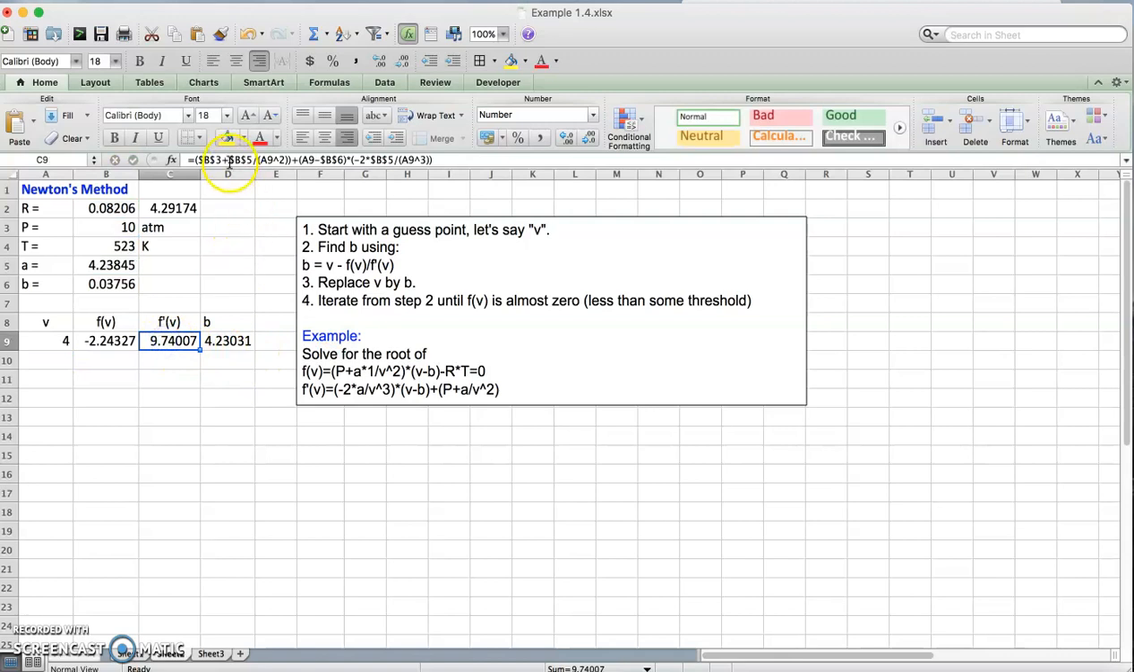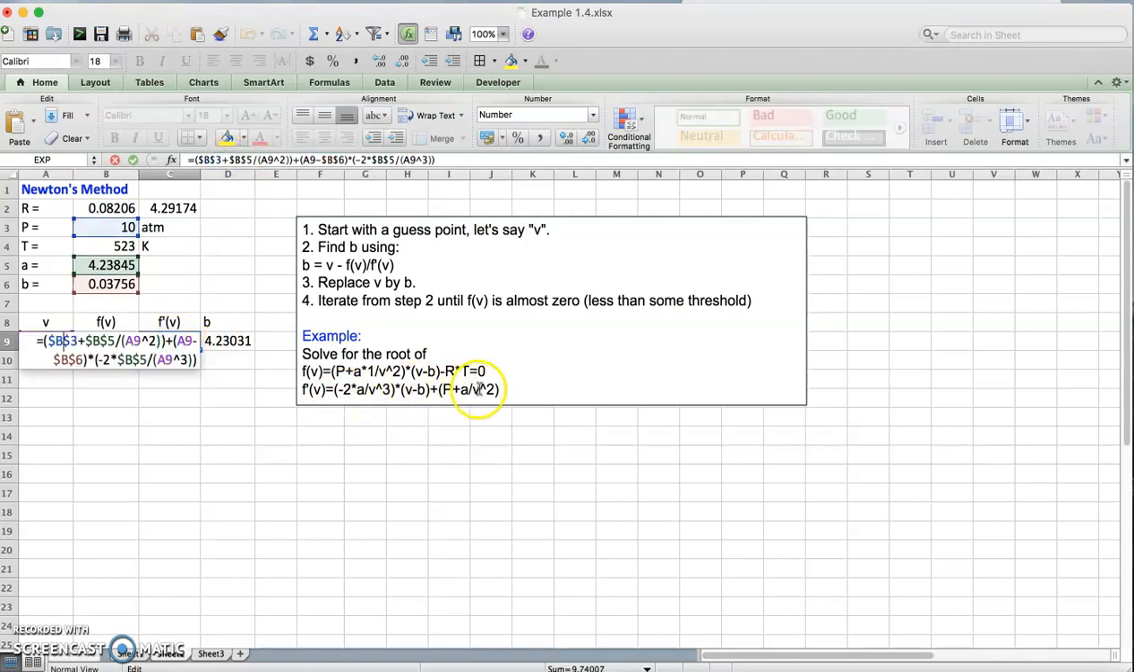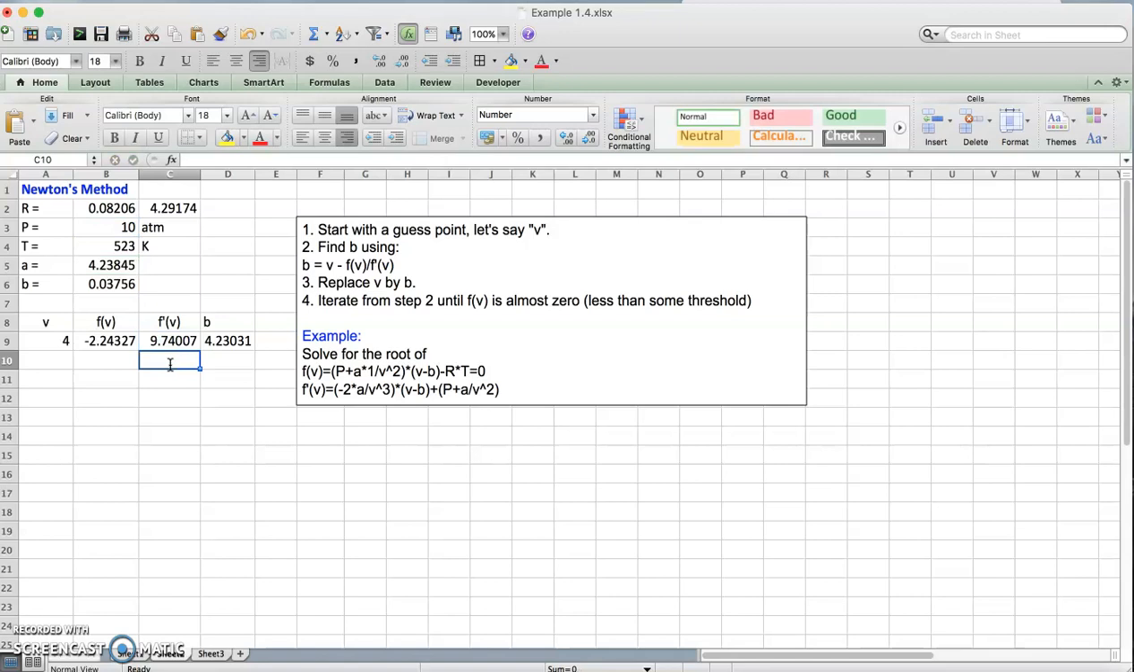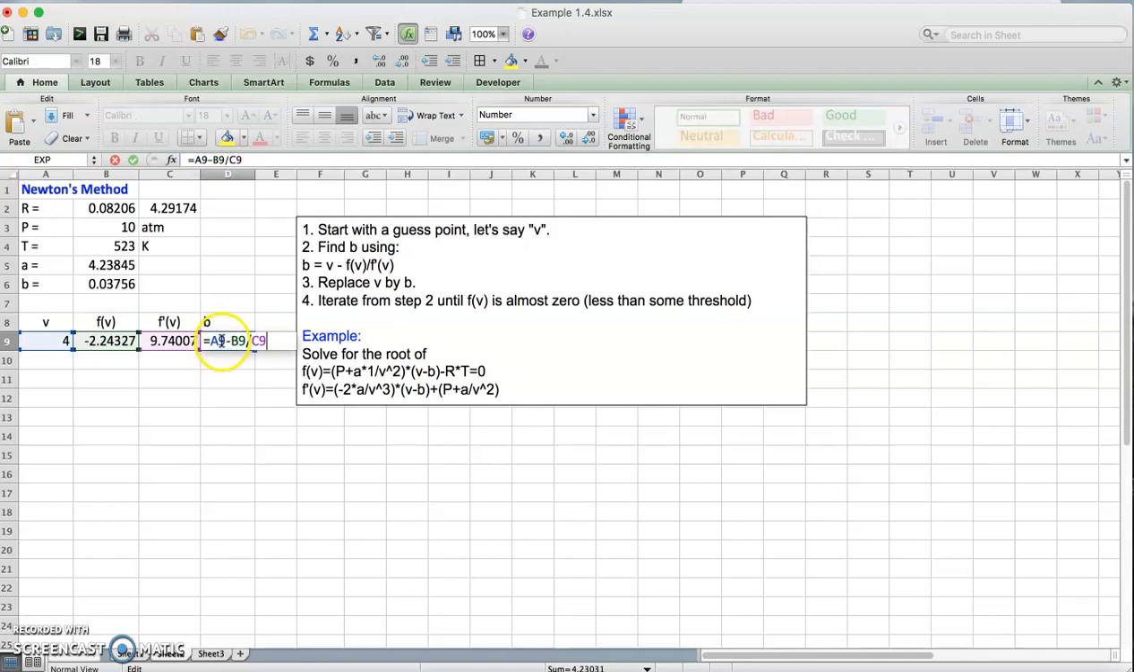How about f prime of v? Then we have to implement f prime of v right here, which I did already, so I just hit enter. And then b is equal to v minus f of v over f prime of v. So let's look at how we can calculate b. The first term is v, which is a9, this blue cell, minus f of v, which is the green cell, divided by f prime of v, which is the purple cell. So that's exactly v minus f of v over f prime of v. I'm going to hit enter.